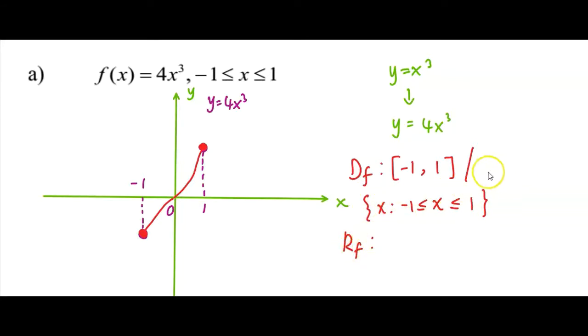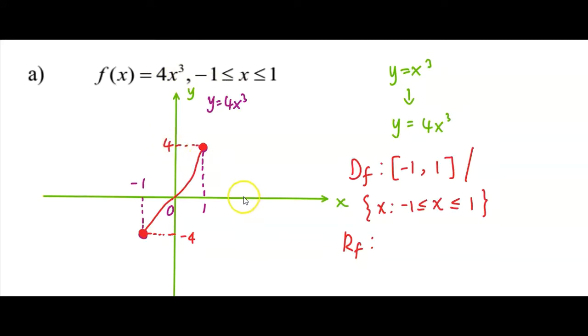After that, we want to determine the range. For the range, we will find the lowest point of the graph and its corresponding value of y. When x equals -1, you substitute into here. You get -1 to the power of 3, that is -1. Multiply by 4, you get -4. When x equals 1, substitute into here, you get y equals 4.